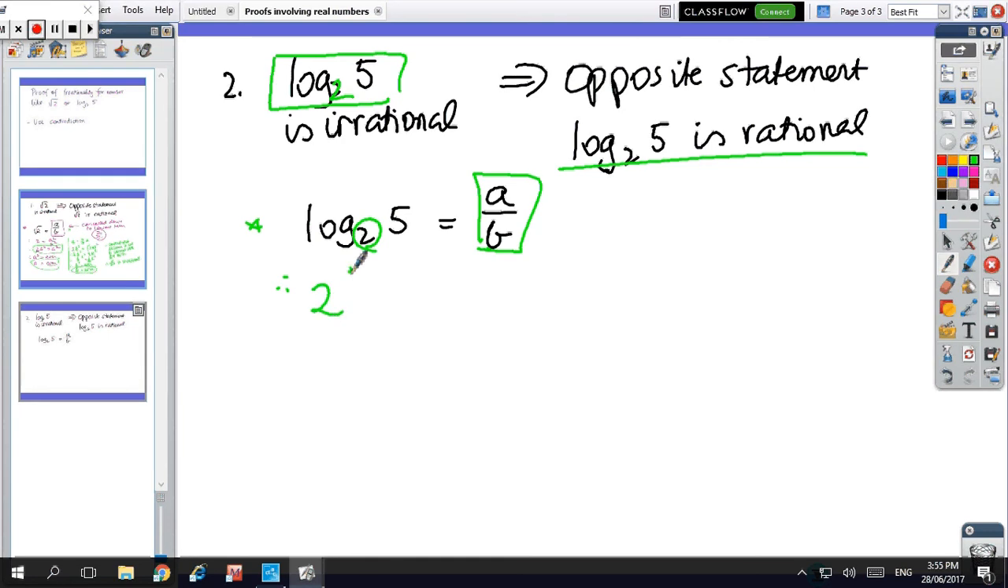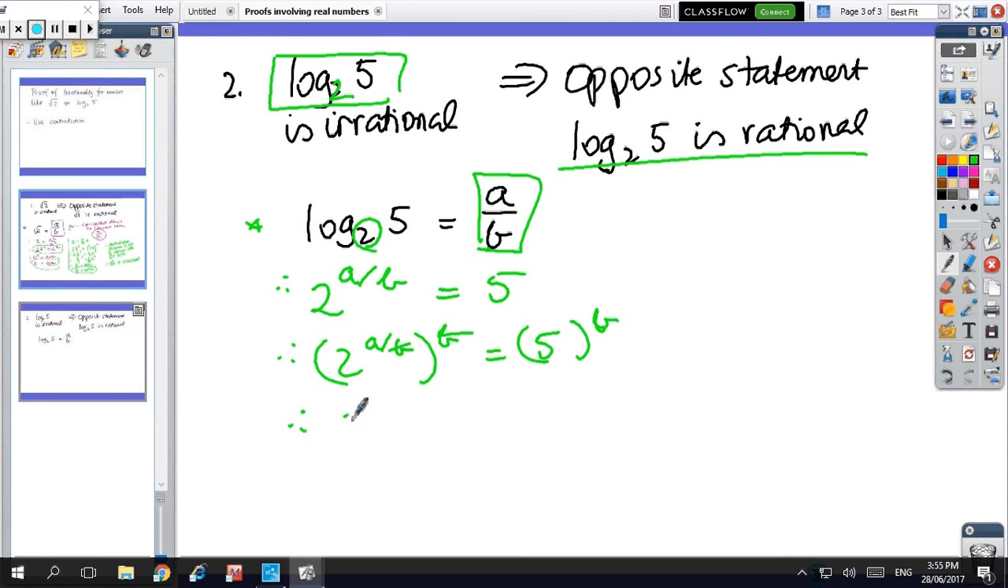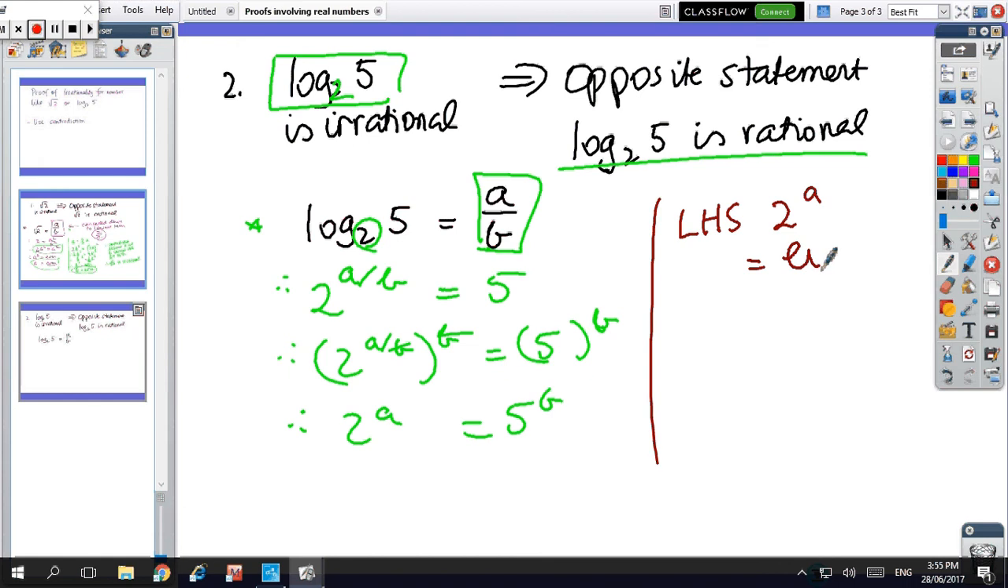So we can say that 2 to the power of a over b equals 5, and then to show the proper setting out, we raise both sides to the power of b, and what that does is the b's cancel out, so we end up with 2 to the a equals 5 to the b. And the question is, where is the contradiction? Well, if you look at the left hand side, which is 2 to the a, which must be even, because any number 2 to any power will always be an even number.